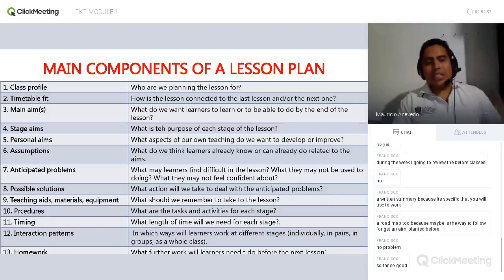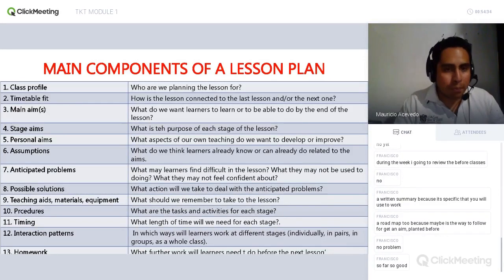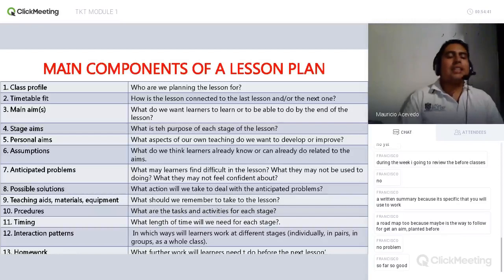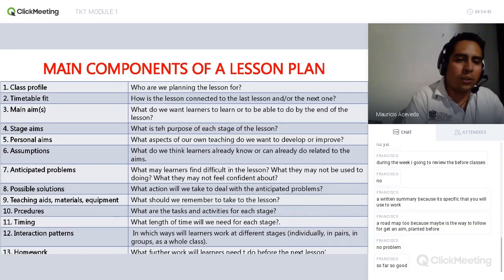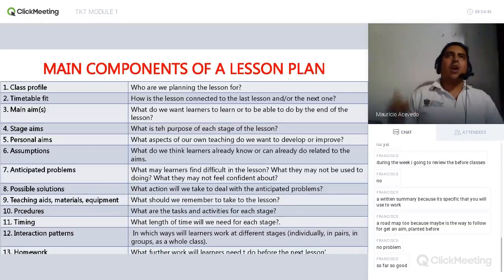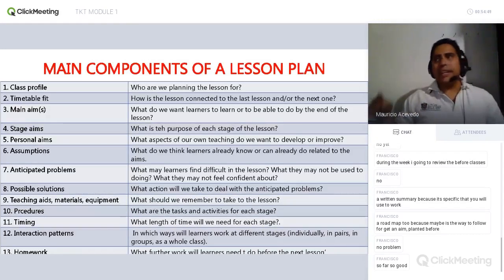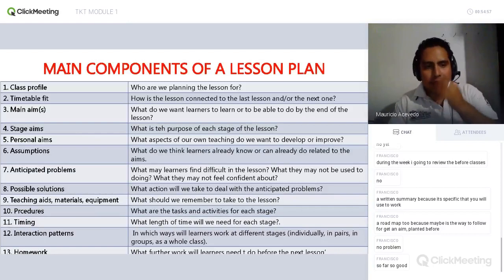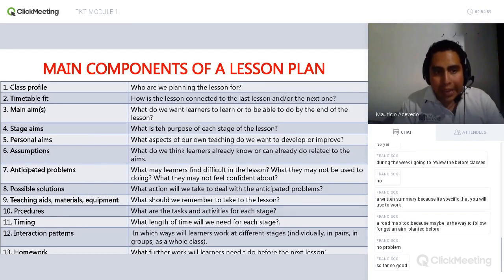All right. Now, teaching aids, materials, or equipment. What should we remember to take to the lesson? This is all the extra materials, all the help that you need: videos, worksheets, movies, flashcards, everything that you need to take to the class that will help your students develop the skills.